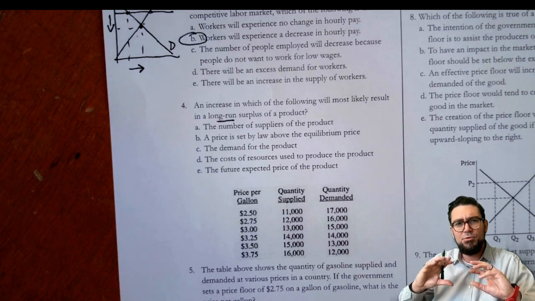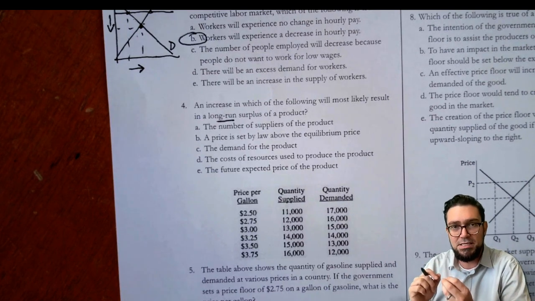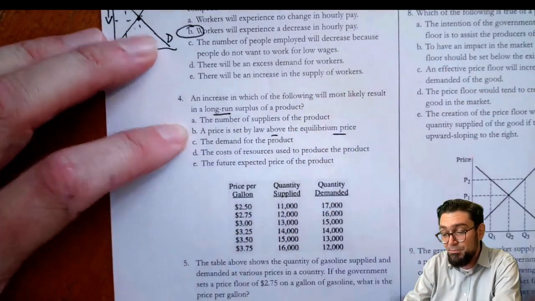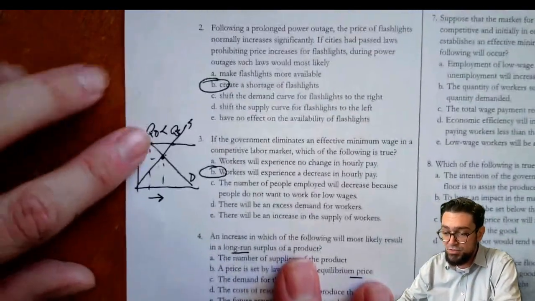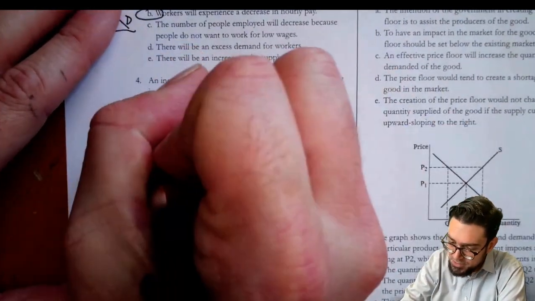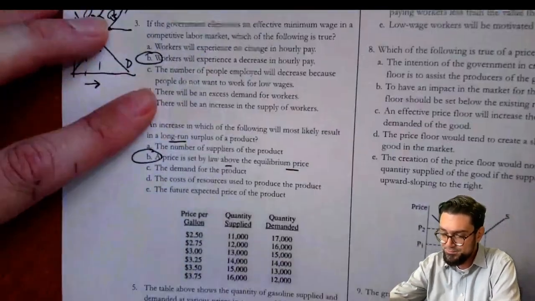But this is saying what would create almost a permanent surplus in a market, and that would be a price set by law above the equilibrium, because that price floor would lead to exactly what we had just right here, a permanent kind of long-run surplus. So we're going to go with B for number 4.